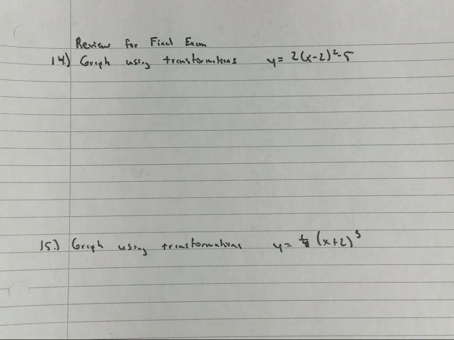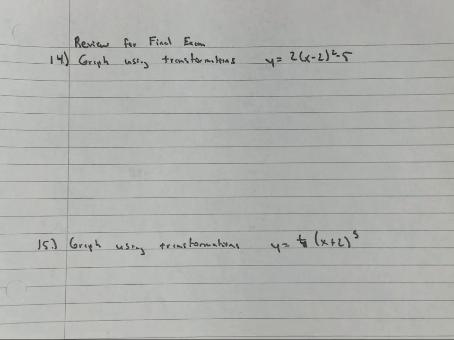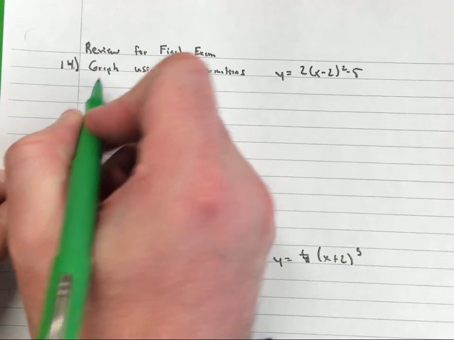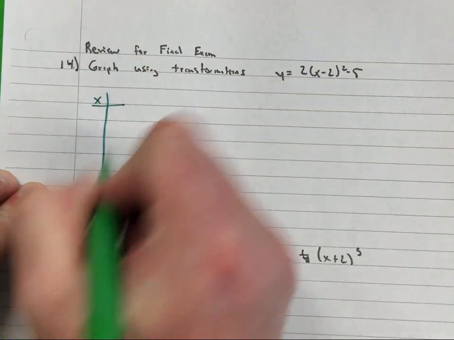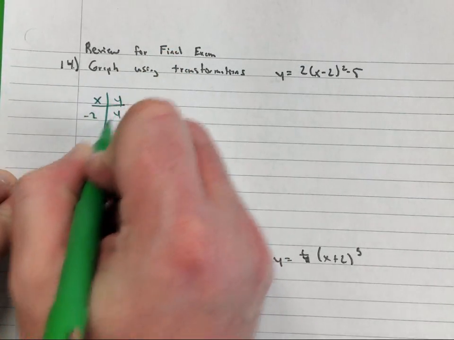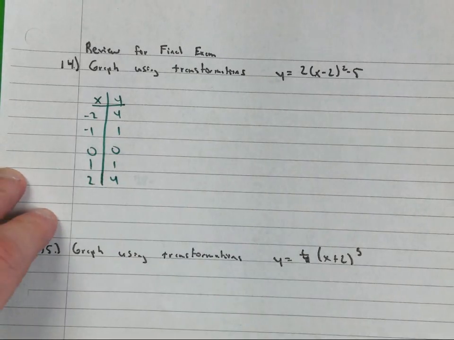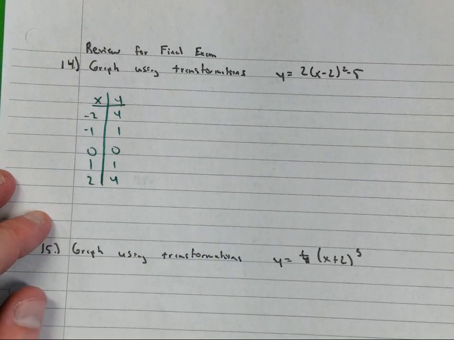Number 14 says graph using transformations. First thing we need to do, guys, is pick out our parent function. What's our parent function in that? What type of parent are we dealing with here? Quadratic. Very good. So I'm going to start off with a basic table of functions for quadratic. Negative 2, 4, negative 1, 1, 0, 0, 1, 1, 2, 4. I plug that into the quadratic y equals x squared.